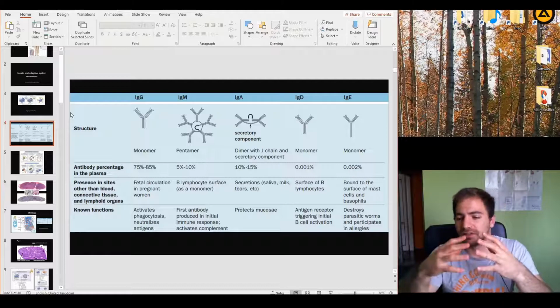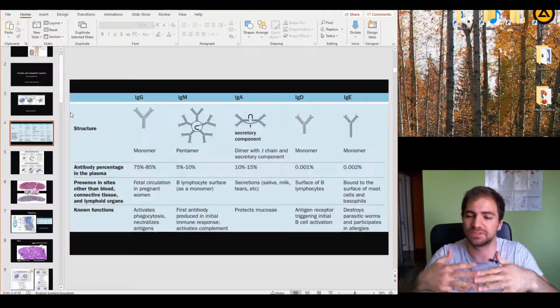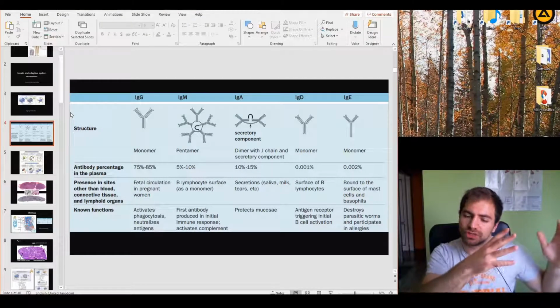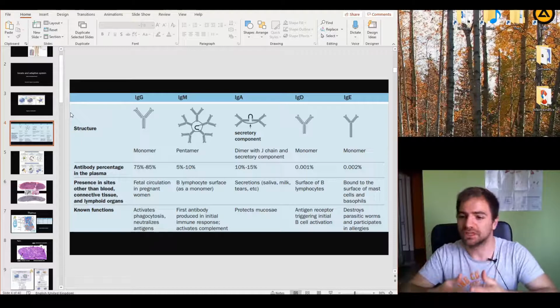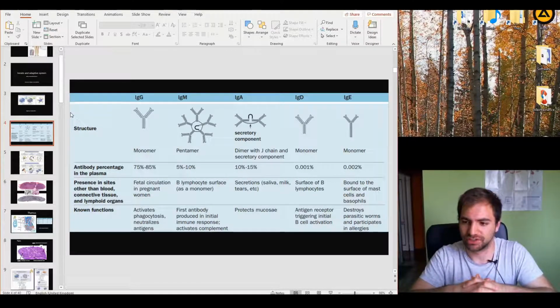Now, let's talk a bit about the different forms of the antibodies. There are many different forms. Specifically, there are 5 different forms of antibodies in the human body. Of course, each specific form is unique in its own way. Let's see how they're actually different.